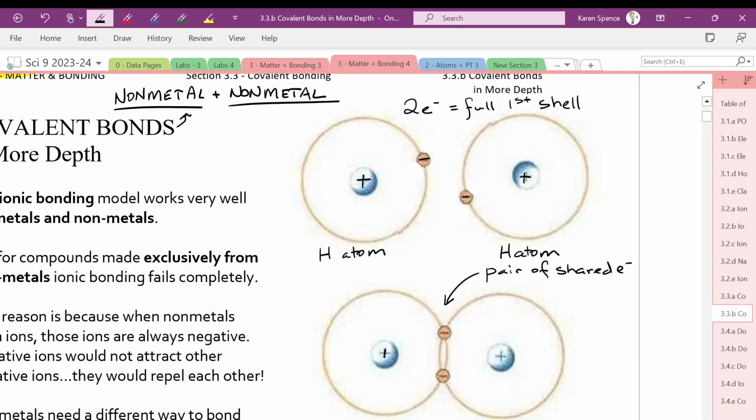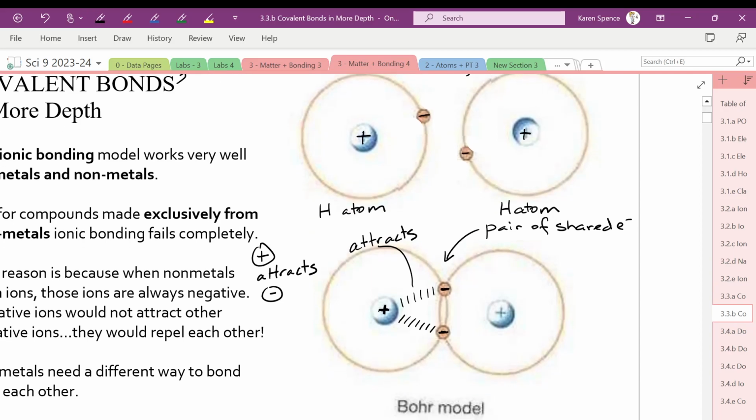Now, what do you know about positive charges and negative charges? Positive and negative attract. So positive attracts negative. So this positive nucleus here will attract the shared electron. It will also attract the other shared electron. So that's like a force between those two.